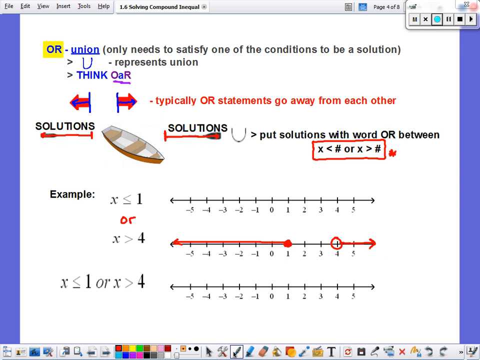And so typically for an or statement, it only has to satisfy one of the two conditions, which it does if it's a 1 or anything less than 1, and it does if it's anything greater than 4. It can't be 4. It's anything greater. So the blue is our solution. How do we write that solution? It's right here. You take this, you slap the word or in the middle, and there you go. That's pretty much it. Ors are pretty easy to write.